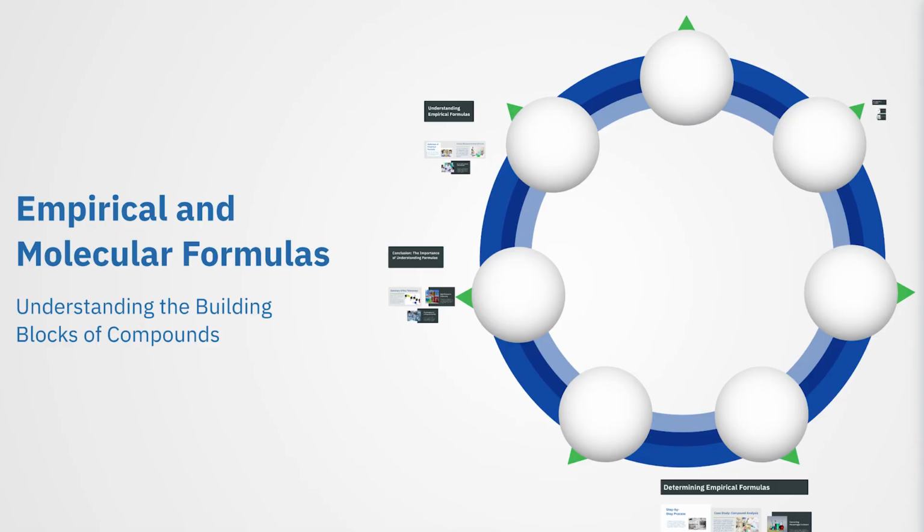Ever wondered what makes up a substance at the atomic level? Understanding how to express the composition of a compound is crucial in chemistry. Today, we are going to talk about empirical and molecular formulas. At the end of this video, you'll be able to distinguish between the two and understand their significance in chemistry. Let's get started.